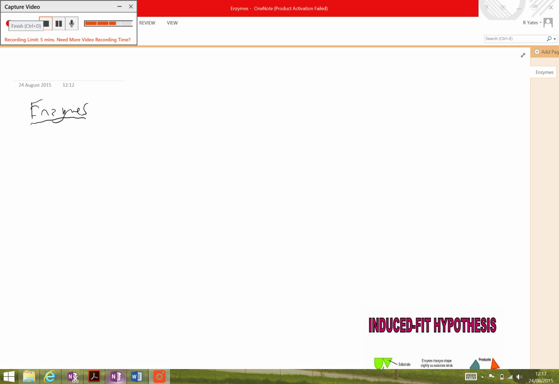Okay, today we're going to have a little look at enzymes. You may remember from last year what enzymes are. They are biological catalysts. That has not changed coming into A level. So biological catalysts, they speed up a reaction.